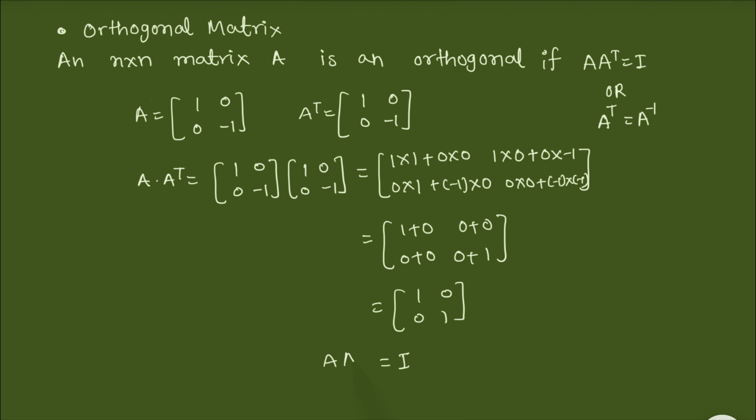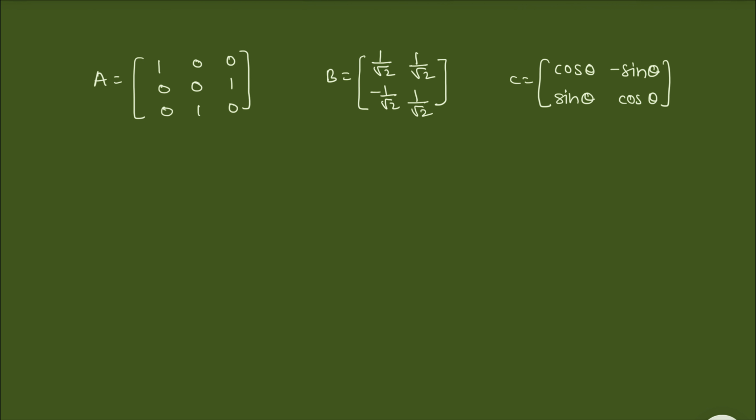Now we get A into A transpose is equal to an identity matrix. That is A is orthogonal matrix. Here are some examples of orthogonal matrices.